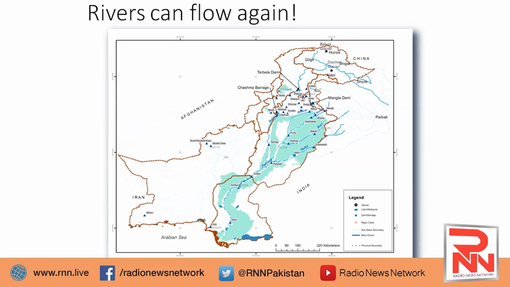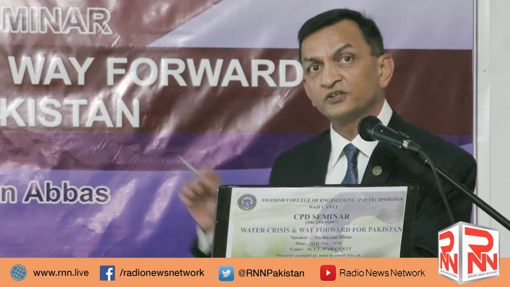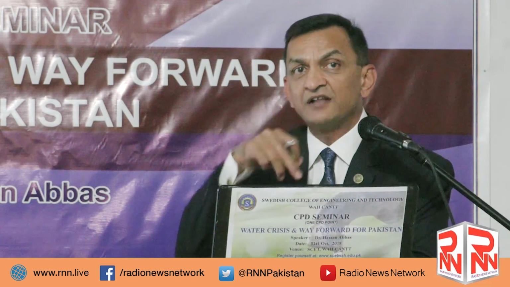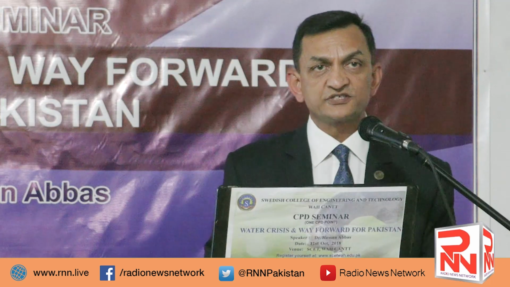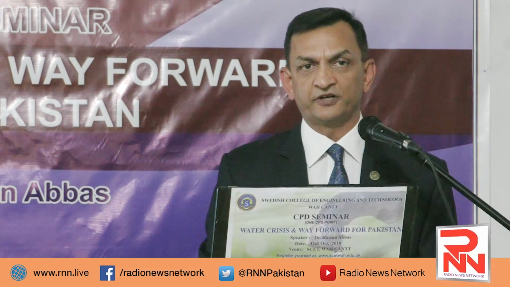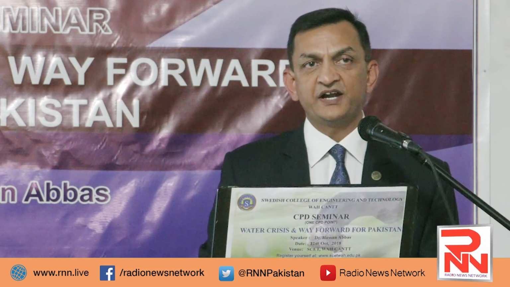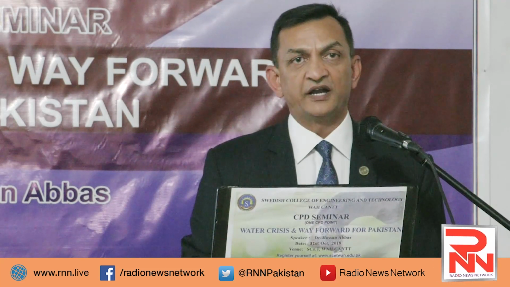These rivers which are now running dry can start flowing again. Unfortunately, these rivers will remain dry because they are not in our control. We sold not these rivers, but we sold ourselves back in 1960, and these rivers went dry. So the area around these rivers is approximately 6 million acres. Now this 6 million acres of area could turn into a green corridor of the rivers, where you can have wetlands, you can have trees, you can have birds and fish and everything.